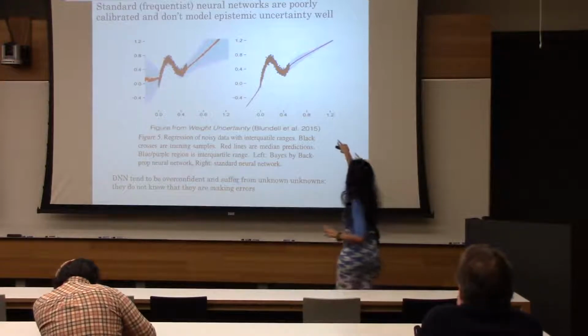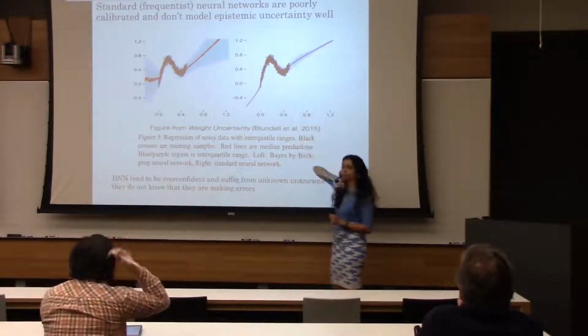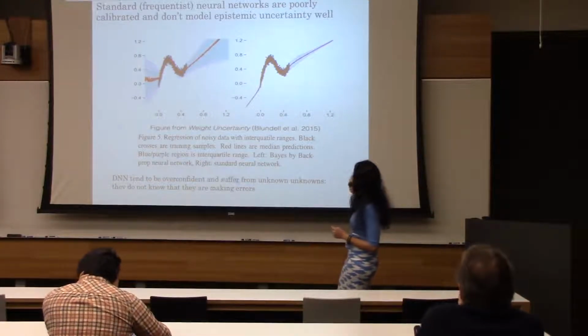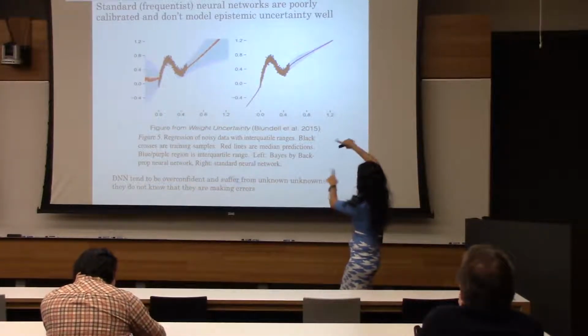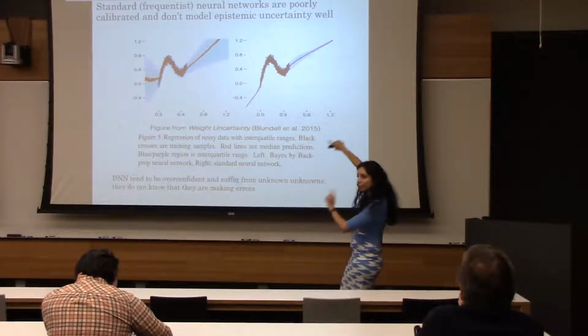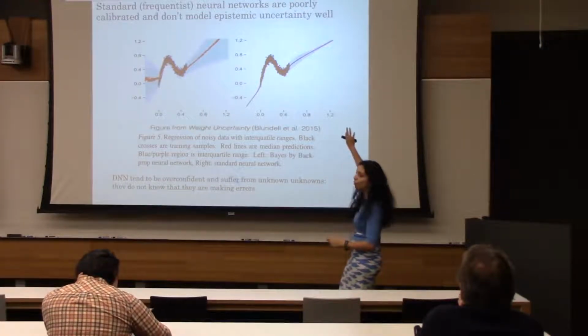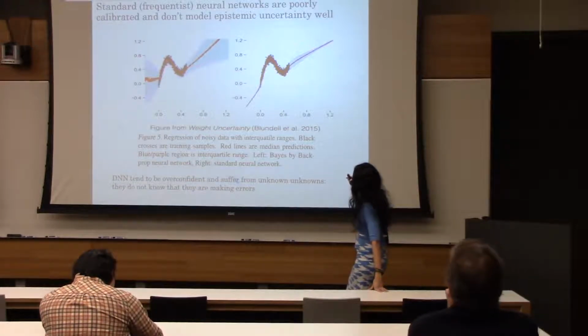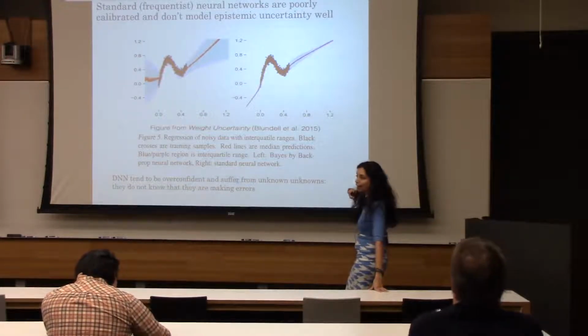This curve here is from the standard neural network, and you can see the black were the training samples, and even when there are no training samples available at the extremities, it's still pretty confident, and we don't want that, right? So this is where it can have blind spots, right?